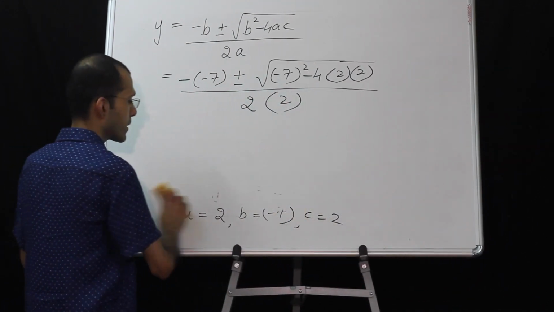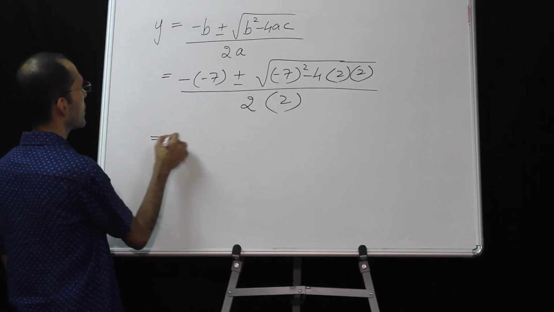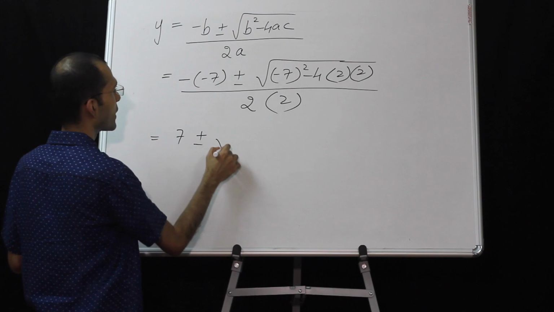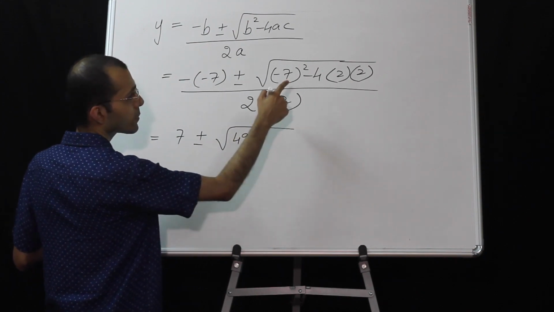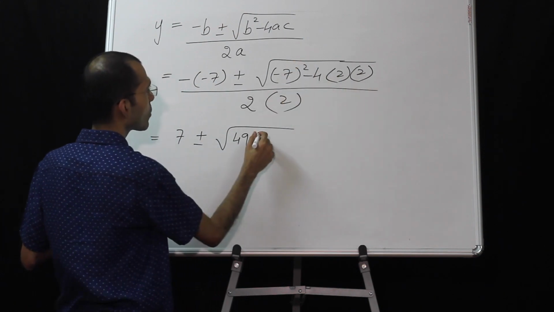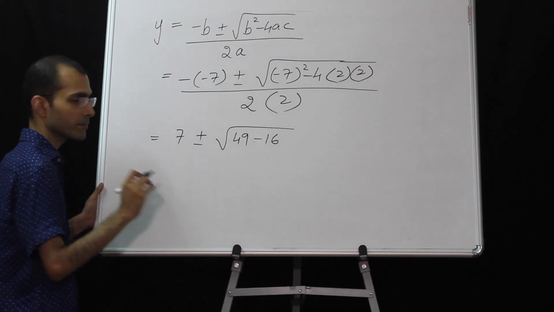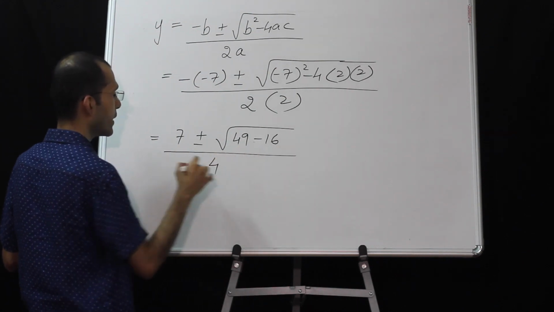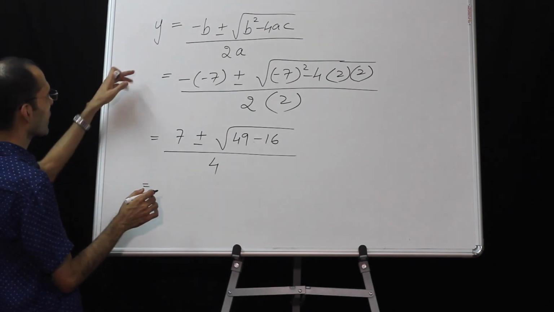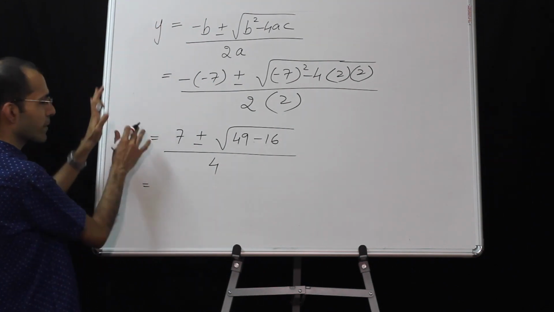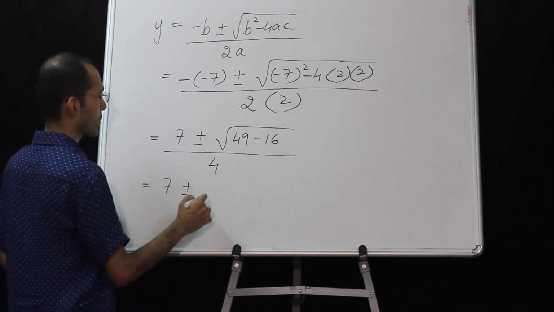Now just work out this. It will be 7 plus or minus square root of 49 plus 2 into 2, 4, 4 into 4, 16, minus 16, divided by 4. We can go on writing equal to if you want, otherwise if you just show it in first two steps is more than enough. Just go on working out. No marks are lost. Okay.